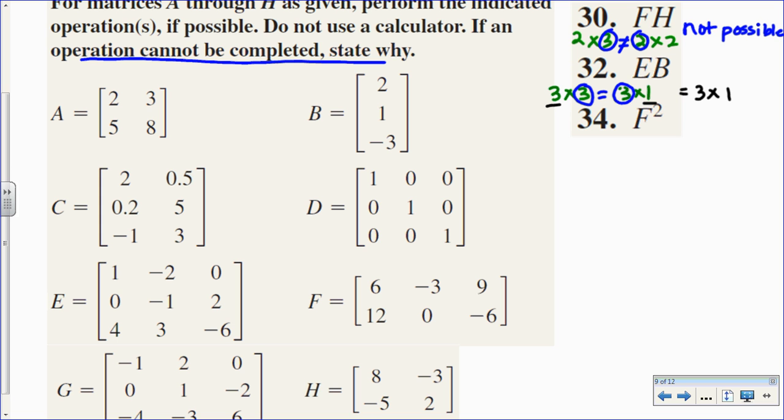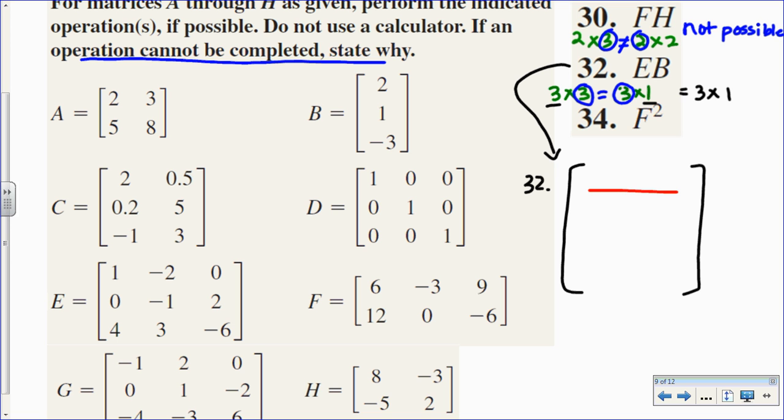Okay, so I'm going to come down here to do that. I'm going to go ahead and put blanks. I need 3 rows and 1 column. So that's what my finishing matrix will look like. Now I do the rows of E and the columns of B. This spot, where the red line is, is the first row, first column.